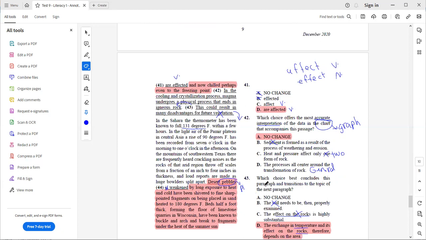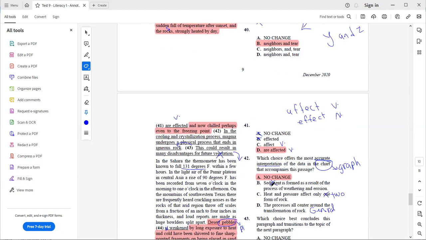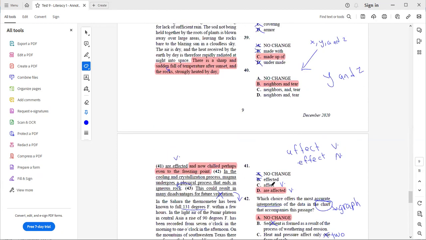Question 41, Engineer Ziad. Okay, so like we begin from the beginning of the sentence, may I go up? There is a sharp and sudden fall of temperature after sunset, and the rock, strongly heated by the day, and now chilled perhaps even to the freezing point. Okay. So if you look at the choices first, because we have affect and effect. Now we need a verb, is that right? So we will eliminate B, and also A. Okay. So now we have affect and are affected. You have to decide whether it's passive or active here. It's passive, because the rocks are affected by something. Is that right? Yes. Perfect. Thank you.